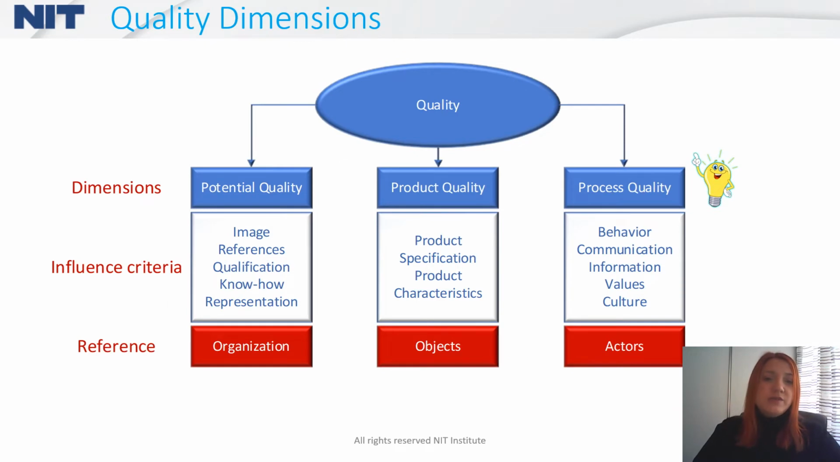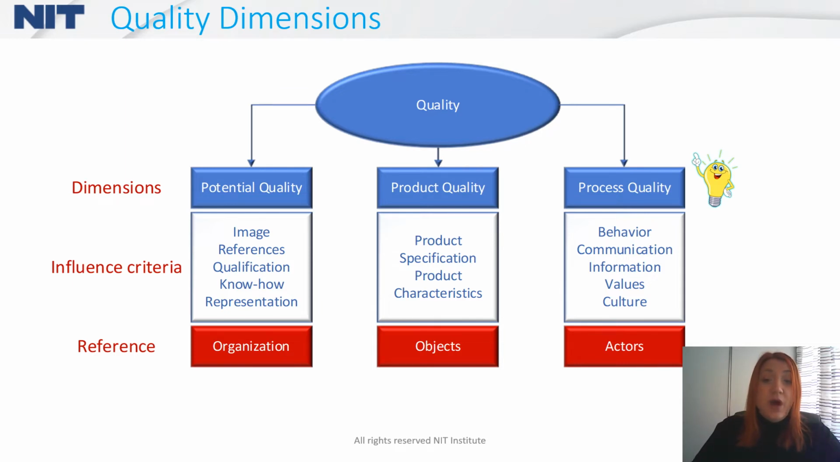The quality has three dimensions, and all of them are equally important. The dimension of potential quality is oriented to the organization and it influences representation, know-how, qualification, and similar things. Potential quality mostly helps in organizational growth and building competencies.